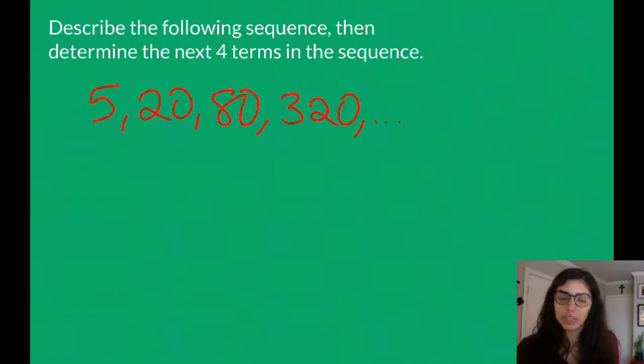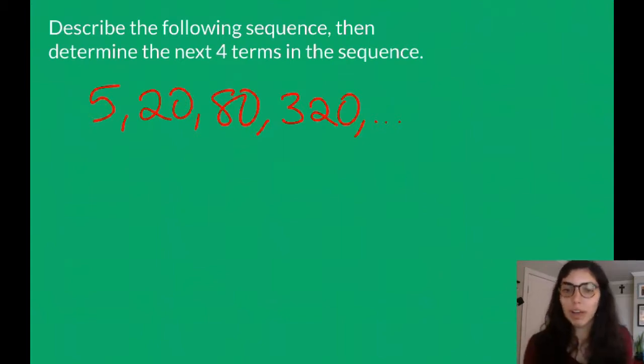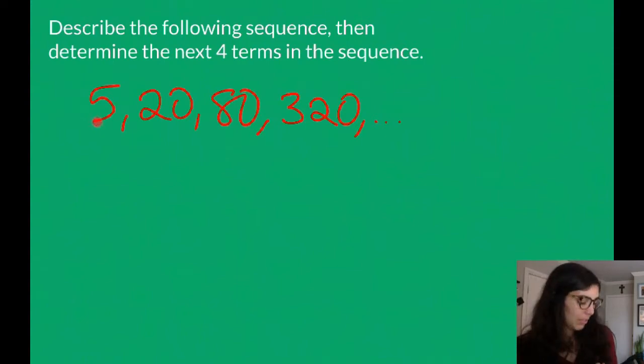Let's try geometric. 20 divided by 5, because that's second divided by first. 20 divided by 5 is 4, so we might have a common ratio of 4. 5 times 4 is 20. 20 times 4 is 80. 80 times 4 is 320.